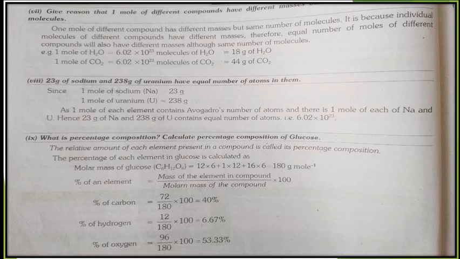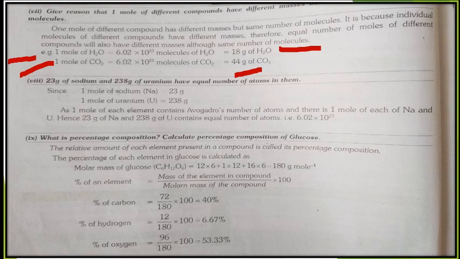The next one is: give reason that 1 mole of different compounds have different masses. It is very simple. It is taken from the theory that is given behind. You can see it explained by means of an example: 1 mole of water carries a mass of 18 grams, and the number of molecules in it will be 6.02 times 10 power 23 particles. Similarly, 1 mole of carbon dioxide has a mass of 44 grams. Again, the number of molecules in it is the same.